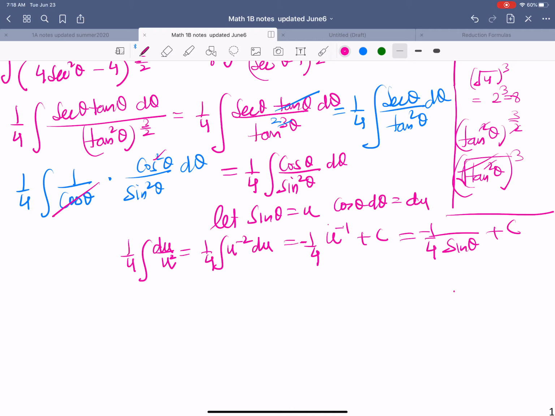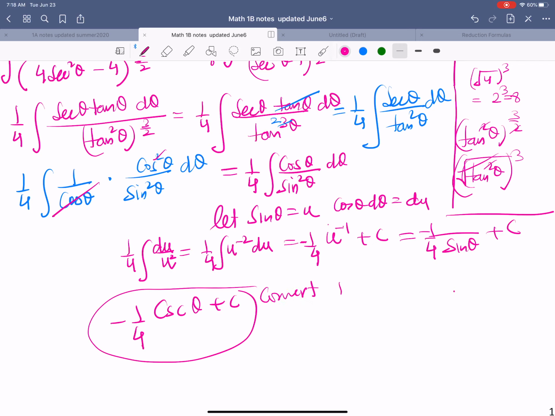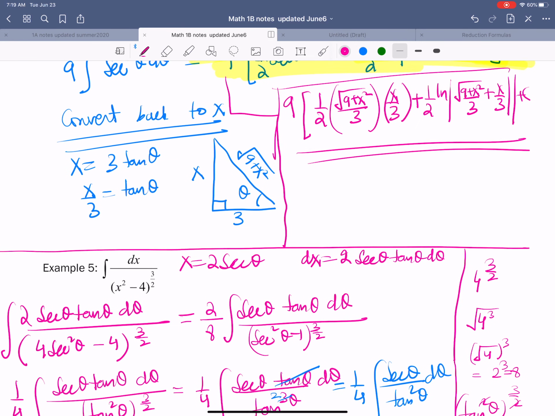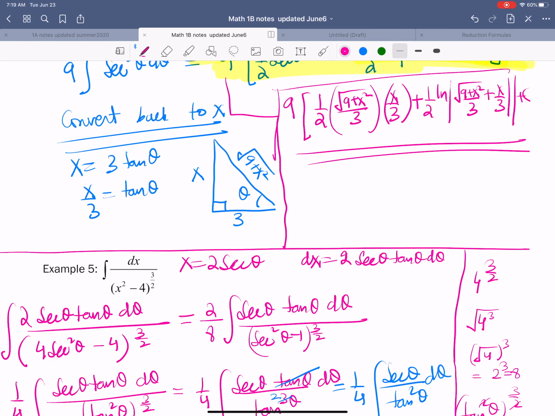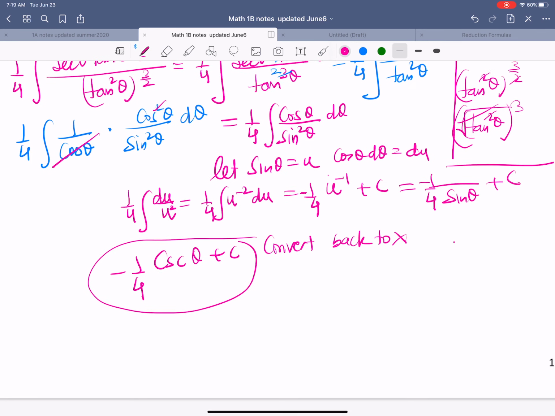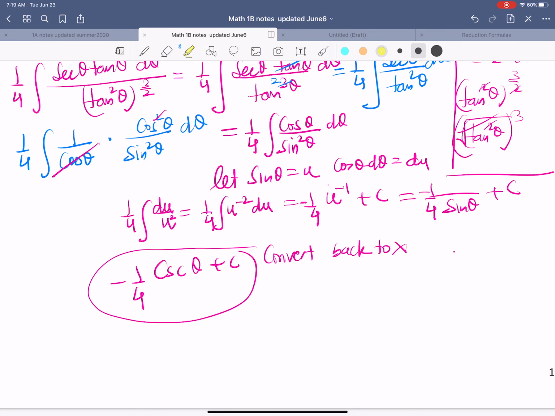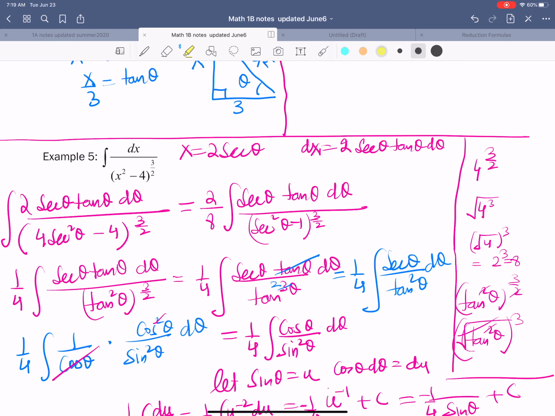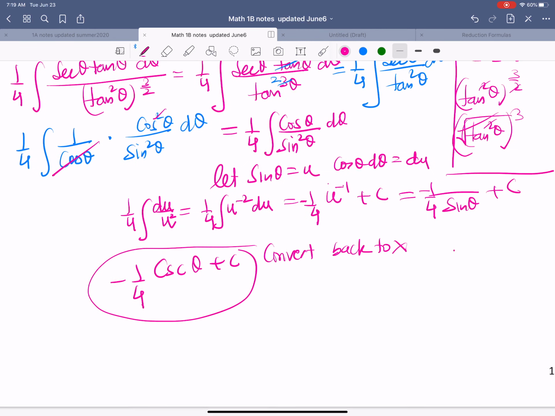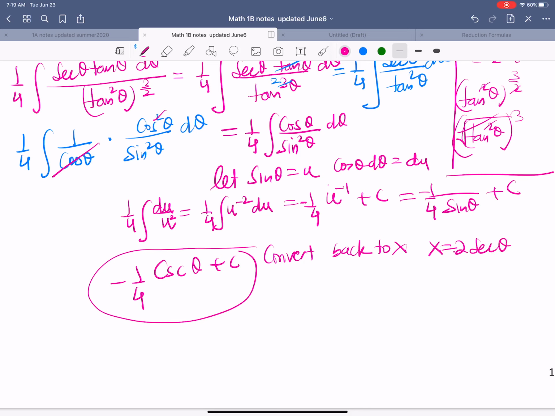Okay, just a little bit more. I'm going to write it as -1/4 cosecant theta plus c, although you don't have to, but we need to convert back to x. We need to convert this back to x now. Let's go ahead and see, what did we call x in the beginning? X was, okay, for some reason my highlighter is now working. Okay, so we called x as 2 secant theta.